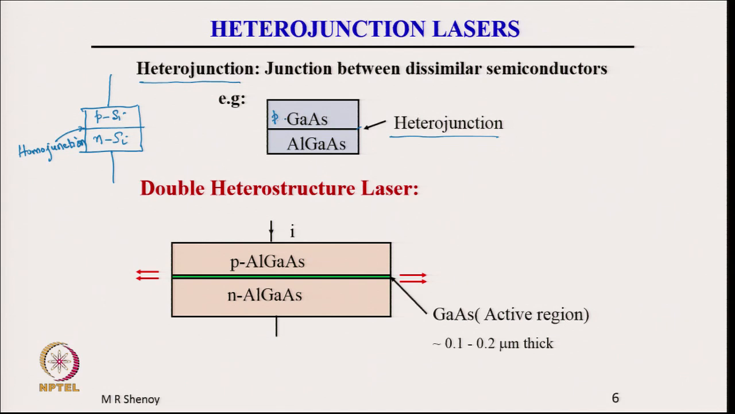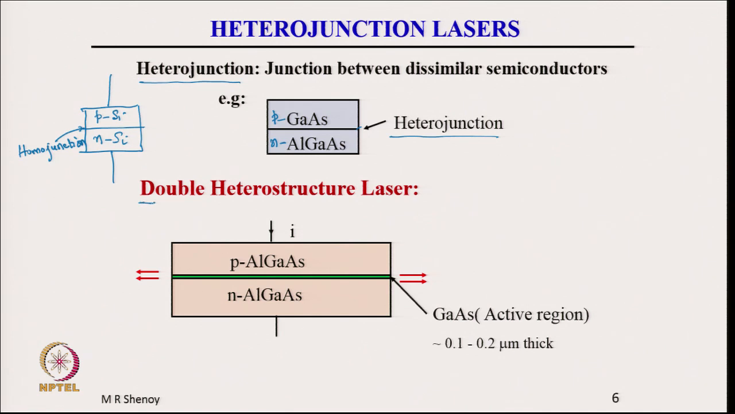This may be p doped gallium arsenide, this may be n doped aluminum gallium arsenide, but the most important point is that the junction is between two dissimilar materials, and therefore, it is a heterojunction.